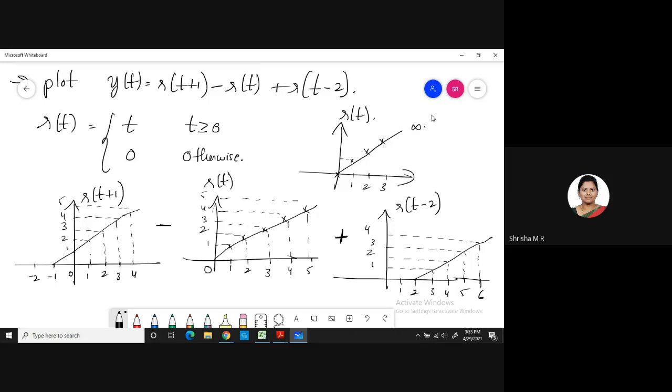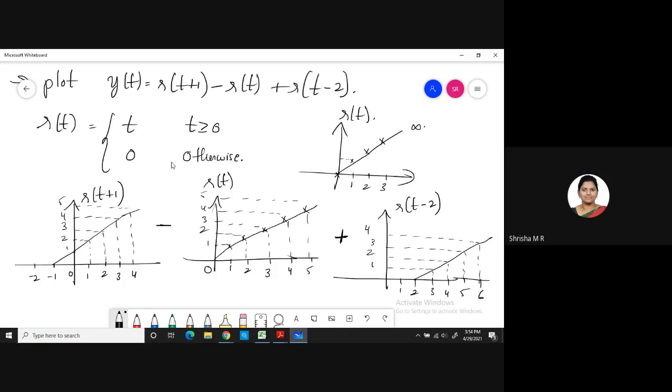Clear? R of t plus 1 is shifting. It is left shifting by 1 instant. So my signal is starting from minus 1. If it starts from minus 1, what is the amplitude at 0? It is 1. At 1, it is 2. At instant 2, the amplitude is 3. At instant 3, amplitude is 4. At instant 4, amplitude is 5. Got it?